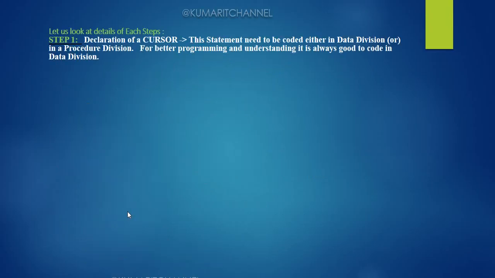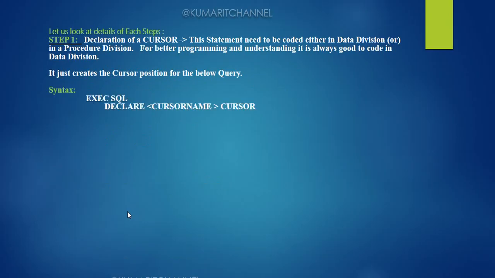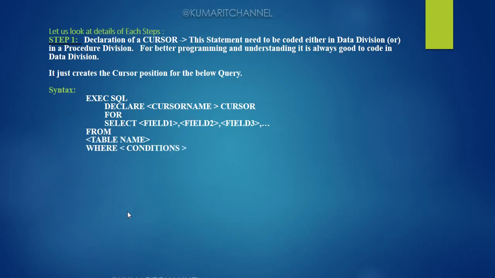Okay, let us look into the detail of each step. Step 1, as I've mentioned. First we'll declare a cursor. So EXEC SQL DECLARE cursor name CURSOR FOR select statement. You have to write the specific select statement from the table name, obviously you have to mention, and the where conditions, if you have any. So that's it. This is the declaration of a cursor.